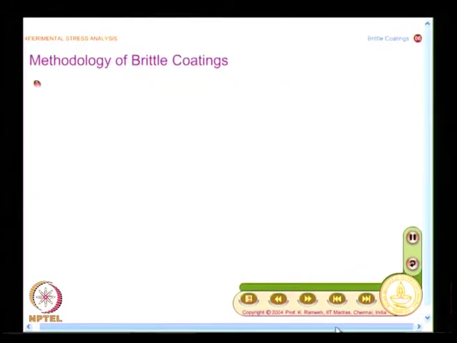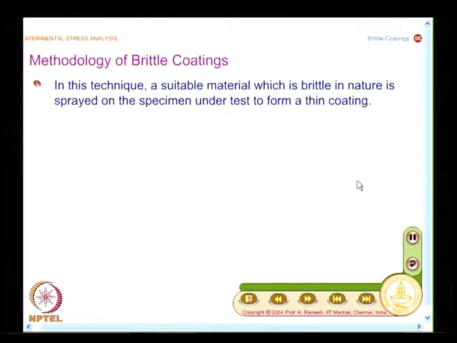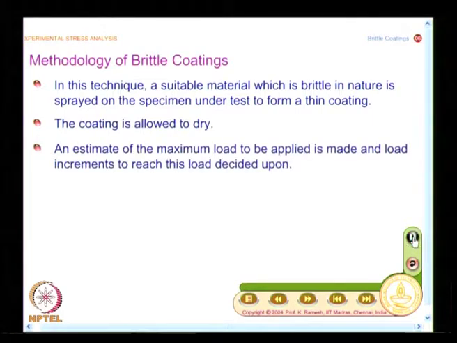And what is the methodology of brittle coatings? This you already know, we are only going to refresh our old memories and in a very formal sense. So, in this technique, a suitable material which is brittle in nature, that is a key point, and what way it is bonded, it is sprayed on the specimen under test to form a thin coating.